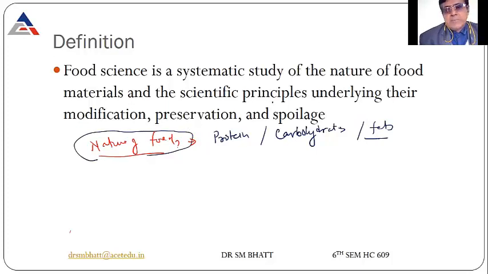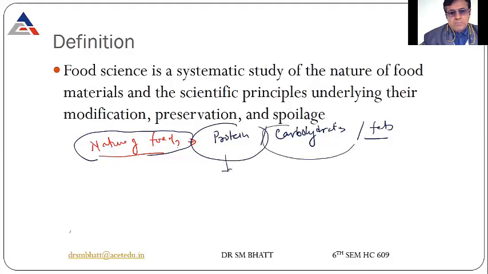The food science is a systematic study of the nature of food material and the scientific principles underlying their modification, preservation, and spoilage. So whatever scientific principle you are applying to change their nature, because if you are not modifying their nature, you are not able to preserve them for a long time.